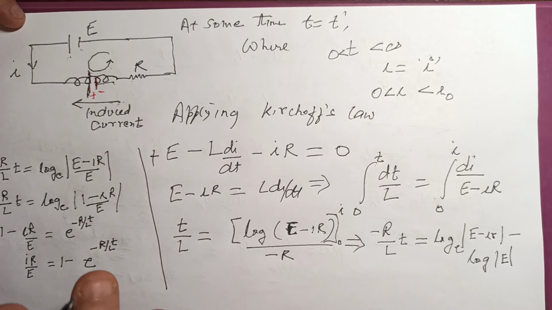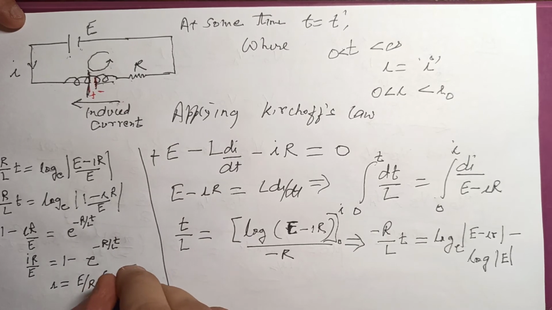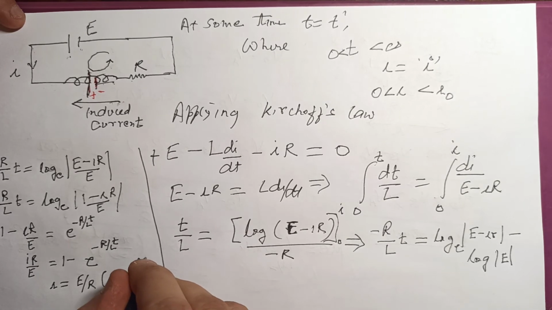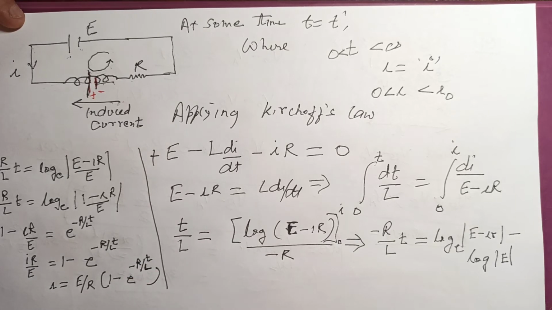Now, if I just keep I this side, so I is equal to E by R into 1 minus e to the power minus R by L t, and just close the bracket. Now see the beauty. The beauty is E by R is nothing but I naught. So let me write it here.